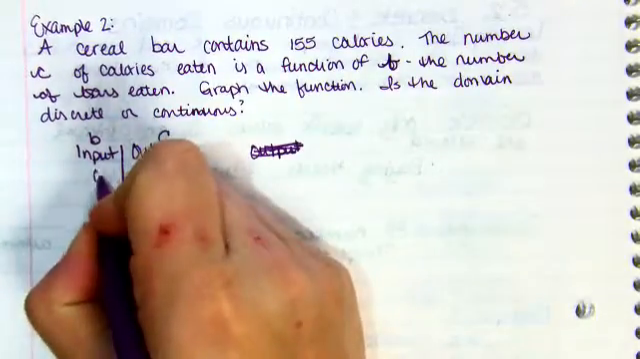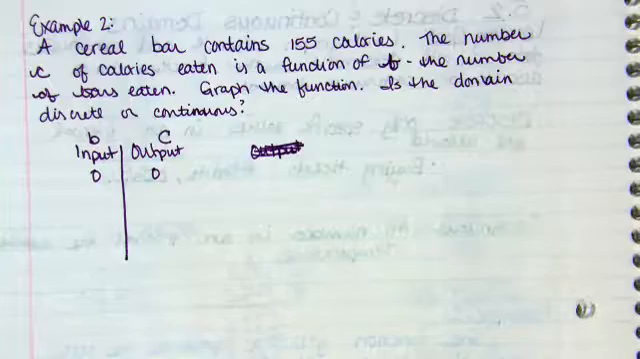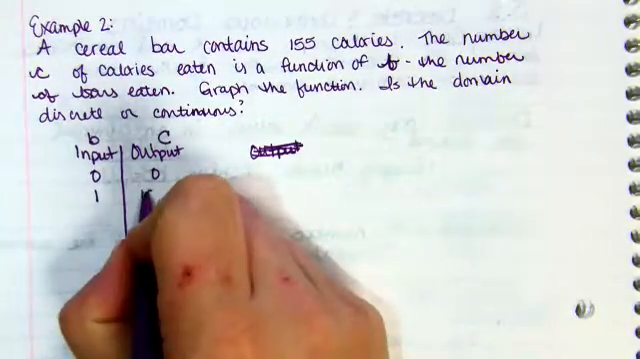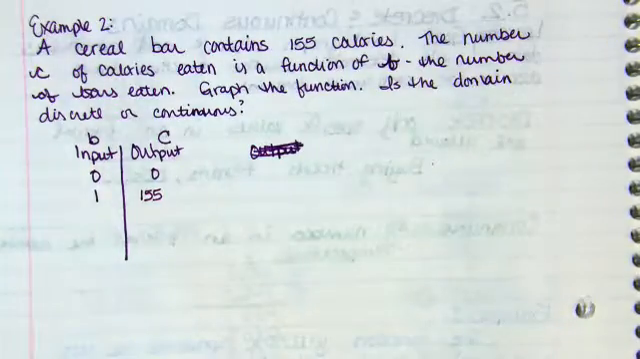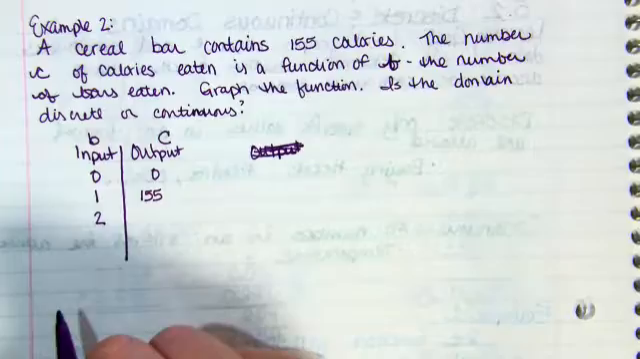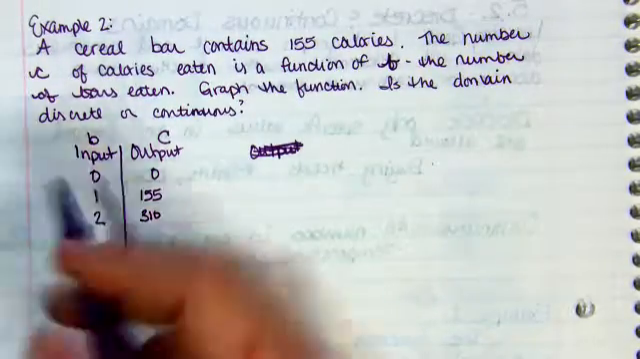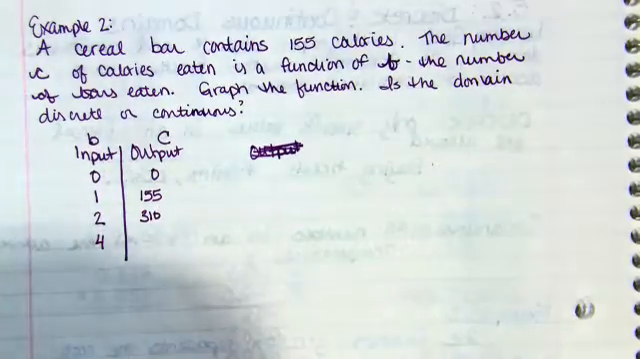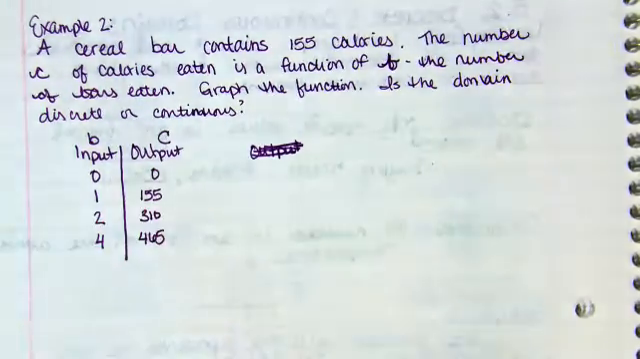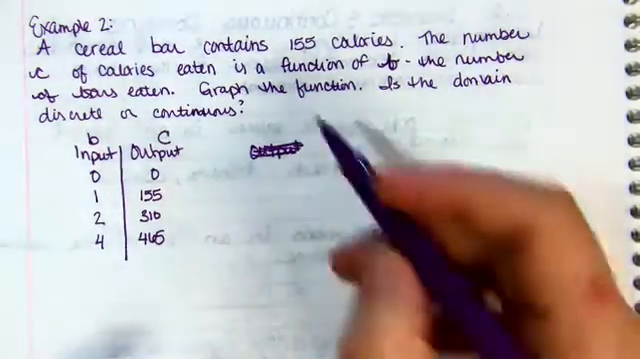If I don't eat any cereal bars, I don't eat any calories, at least not from cereal bars. If I eat 1 cereal bar, I eat 155 calories. If I eat 2 cereal bars, I'll eat 2 times 155 calories, or 310 calories. If I eat 4, I'm going to eat 465 calories from the cereal bars. And I could keep going and going and going, but that's all we need.